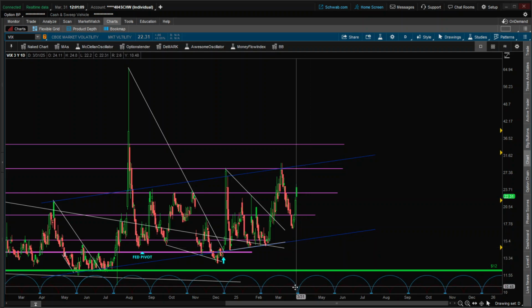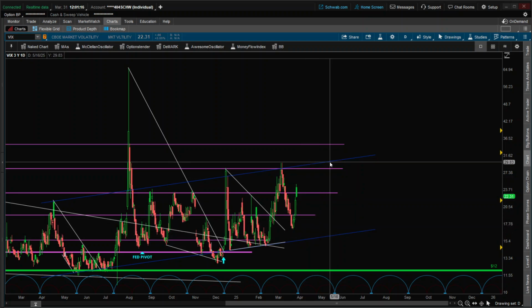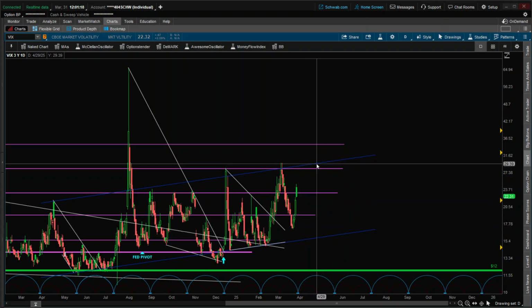Okay, yes, we have some cycle lows coming in here. This could drop, like I said, relentlessly before heading again higher, and probably higher than this high here before it's said and done.